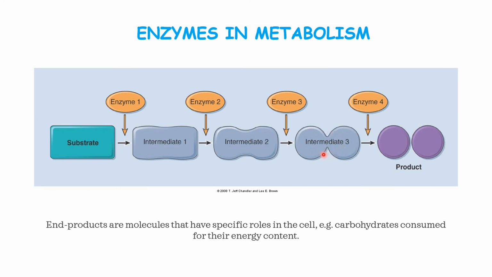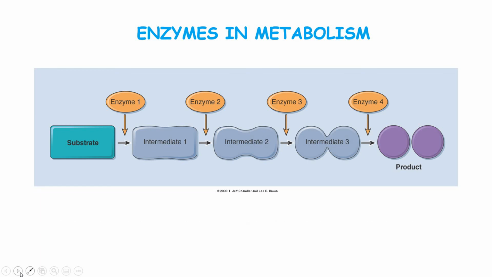Now, it is not there yet. So, intermediate 3, which is the product, becomes the substrate for enzyme 4. It processes it, and then it becomes the final product or the end product. Kapag ganito na siya, dun pa lang siya pwedeng makonsume for the energy content that it has.